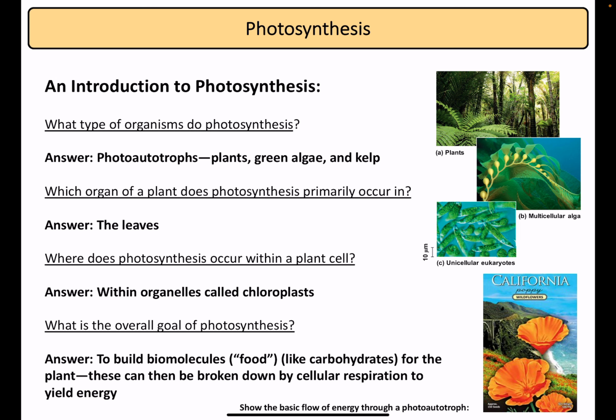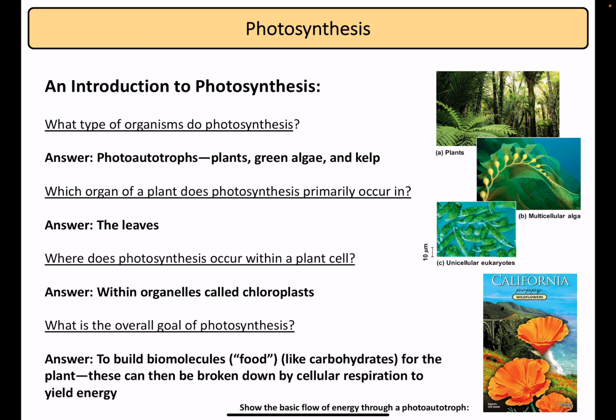Our next question is, where does photosynthesis occur within a plant cell? The answer is within an organelle called the chloroplast. So whereas the majority of cellular respiration occurred within the mitochondria, photosynthesis is going to be occurring in a different organelle called the chloroplast. And that is an organelle that is unique to the photoautotrophs.